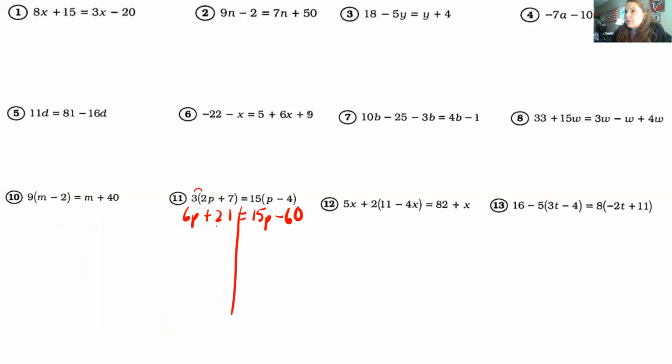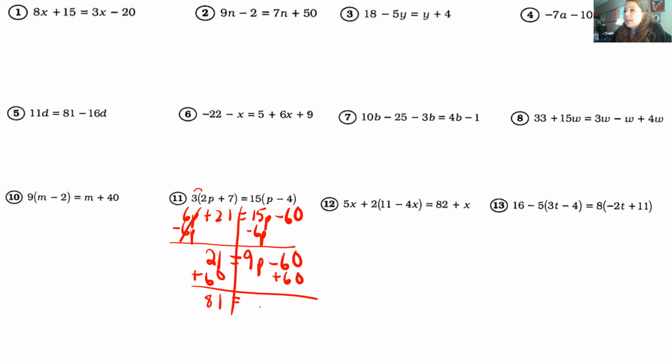All right, move my smallest p, which is 6p. So I have 21 equals 9p minus 60. Going to move that minus 60 because I want p by itself. So that would be 81 is equal to 9p. And then when I divide both sides by 9, I get p is equal to 9. I like when I get those whole numbers as answers.